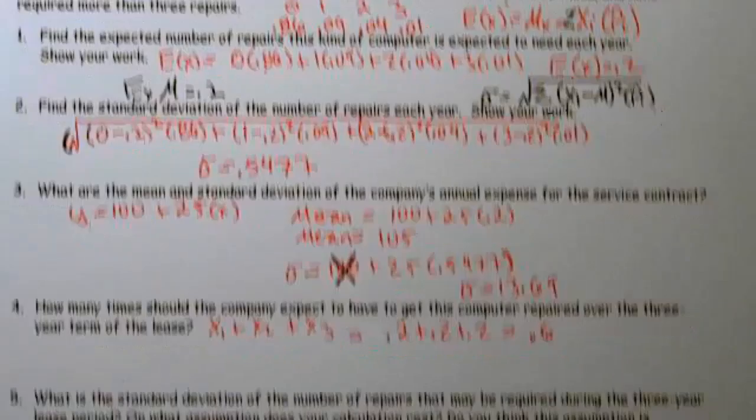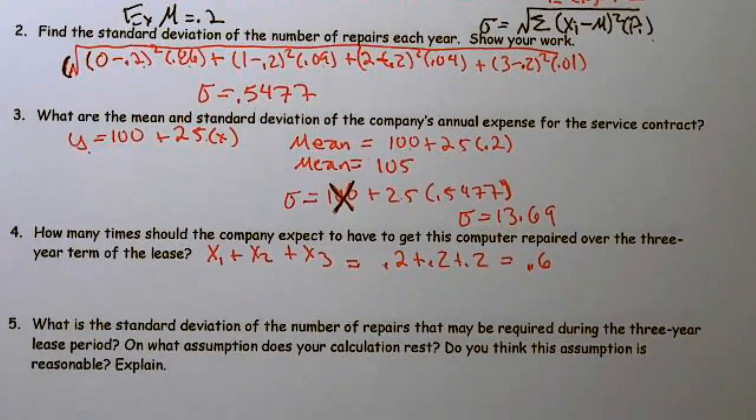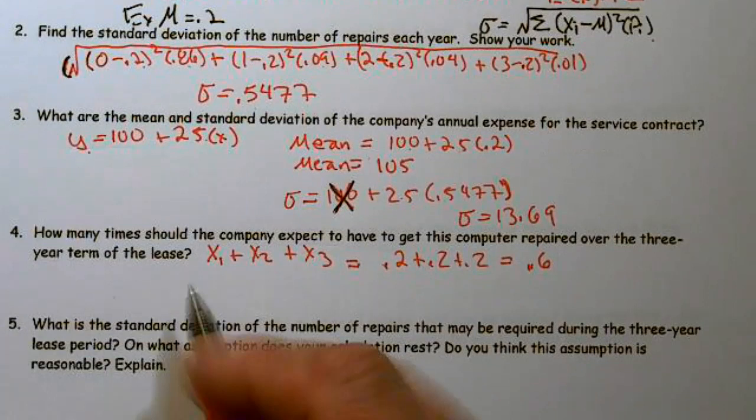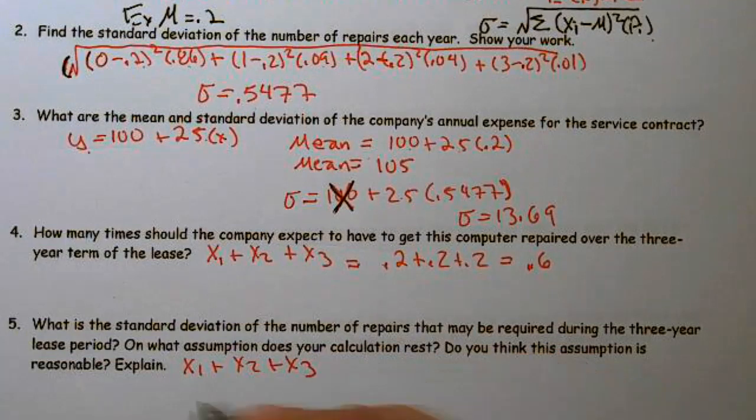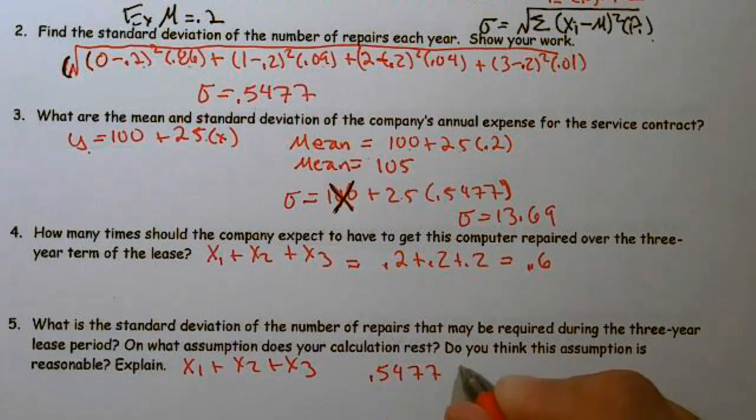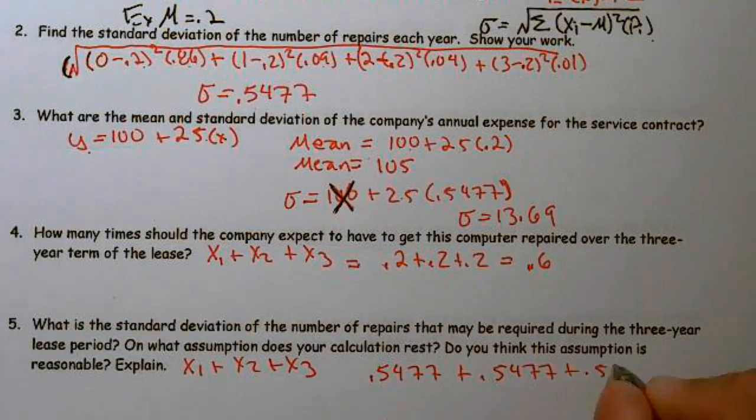The next is, what is the standard deviation of the number of repairs that we may be required during the 3-year lease period? Well, with standard deviation, we have x1 plus x2 plus x3. So I'm going to go, what was my standard deviation? Plugging in, I have 0.5477 plus 0.5477 plus 0.5477. But remember, we cannot sum standard deviations directly.